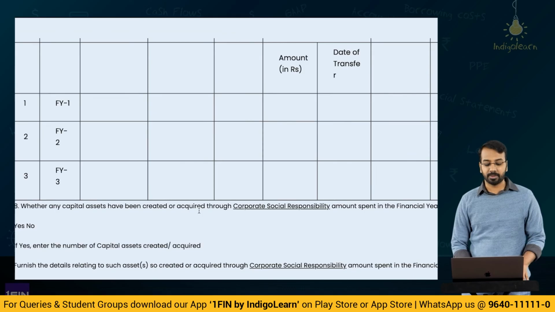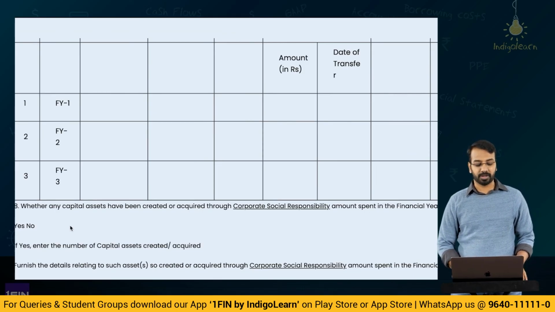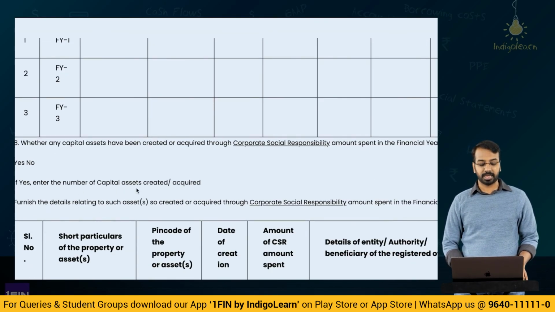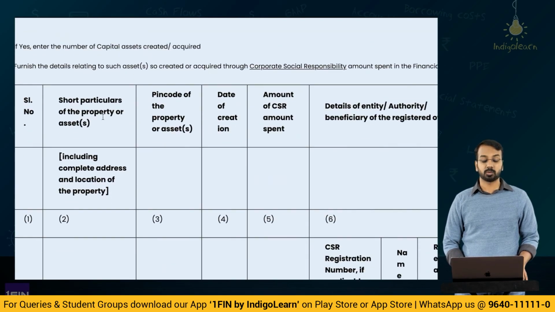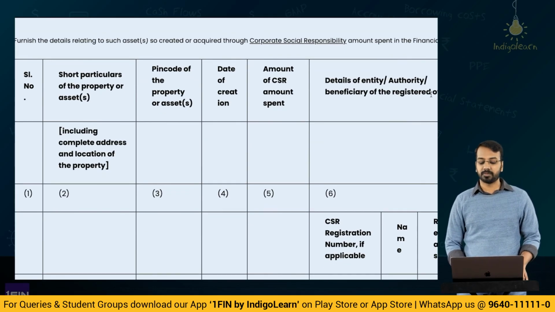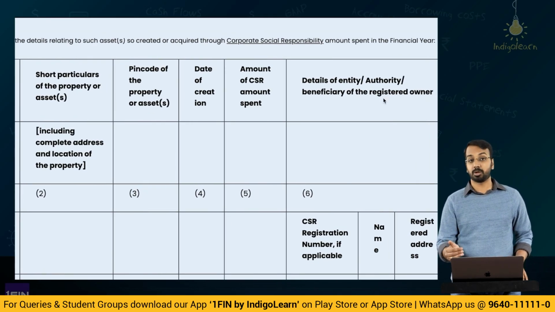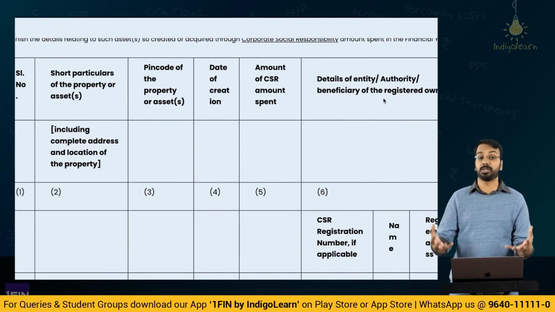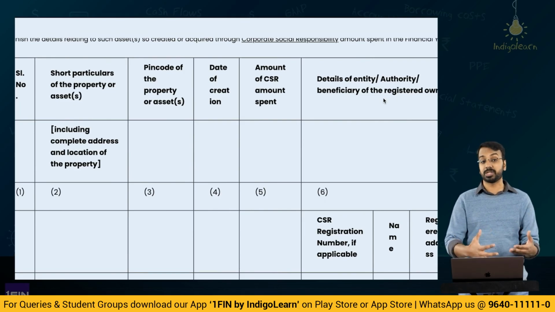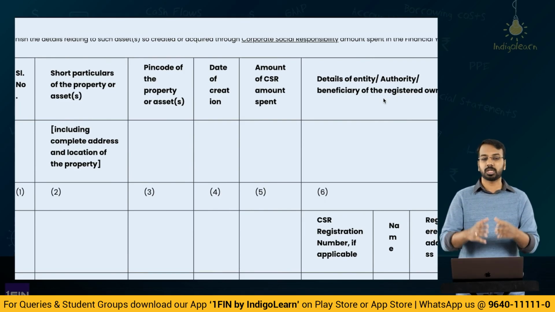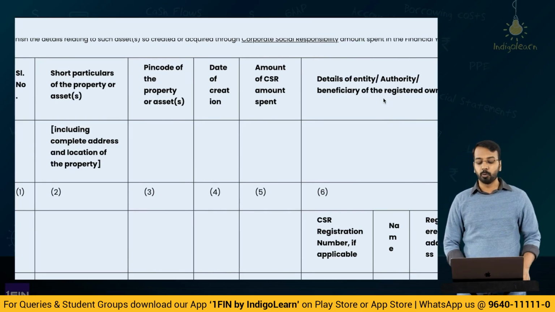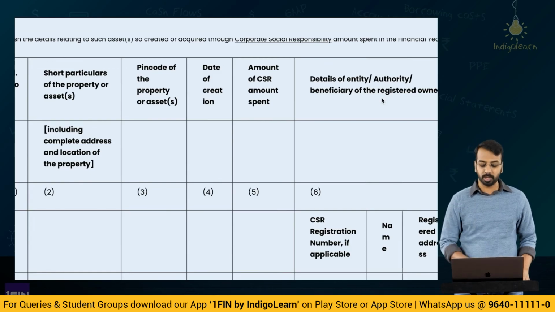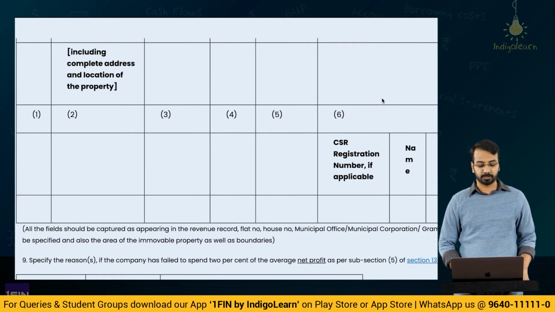Then whether any capital assets have been created or acquired through CSR amount spent in the financial year. If yes, enter the number of capital assets acquired and furnish the details. So what are the particulars of the property, pin code of the property, date of creation, amount of CSR spent, details of the entity, authority, or beneficiary of the registered owner. Who is the registered owner? A lot of times, let's say you build a hospital, you have created a capital asset. That hospital may be transferred to the local panchayat or the rural development agencies or authorities. So who is the registered owner? Who is the beneficial owner? That also needs to be disclosed.